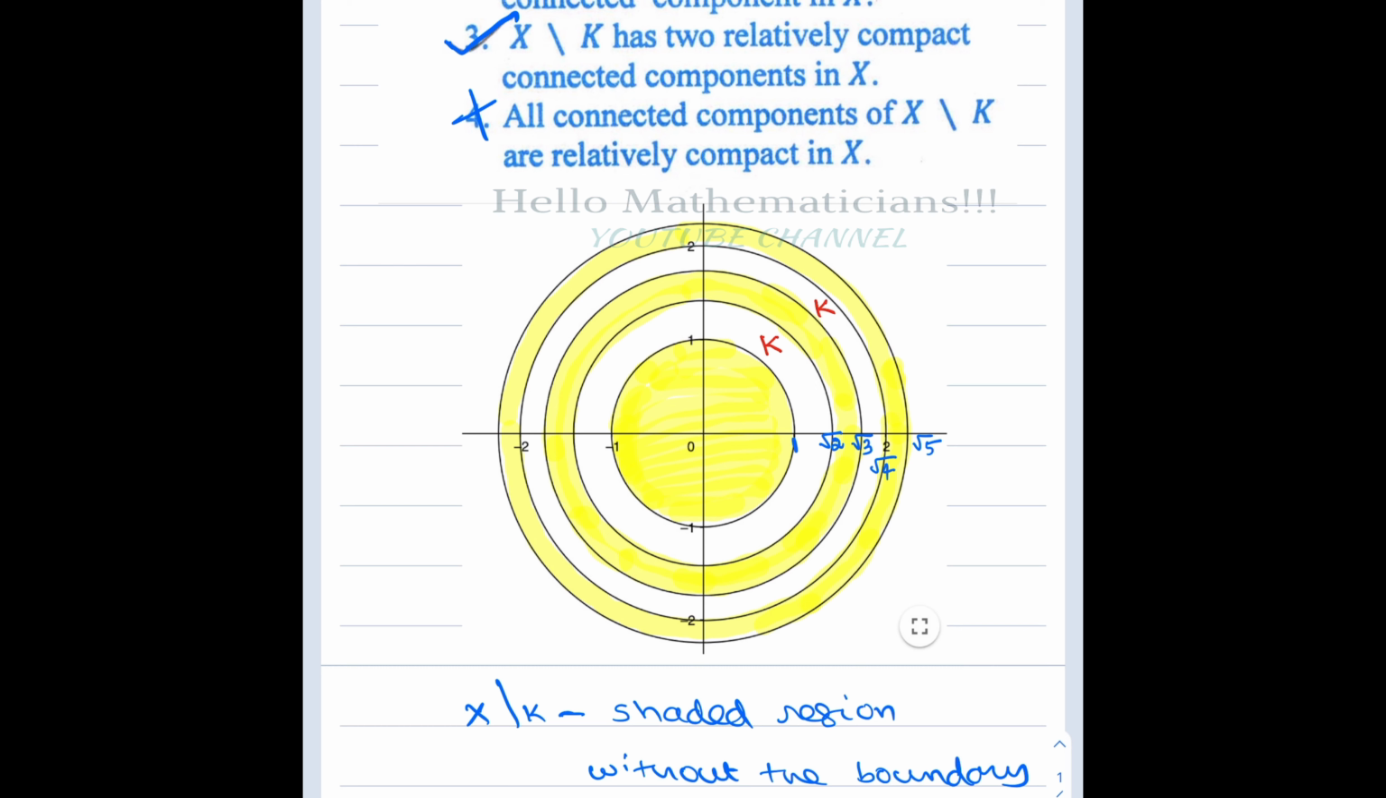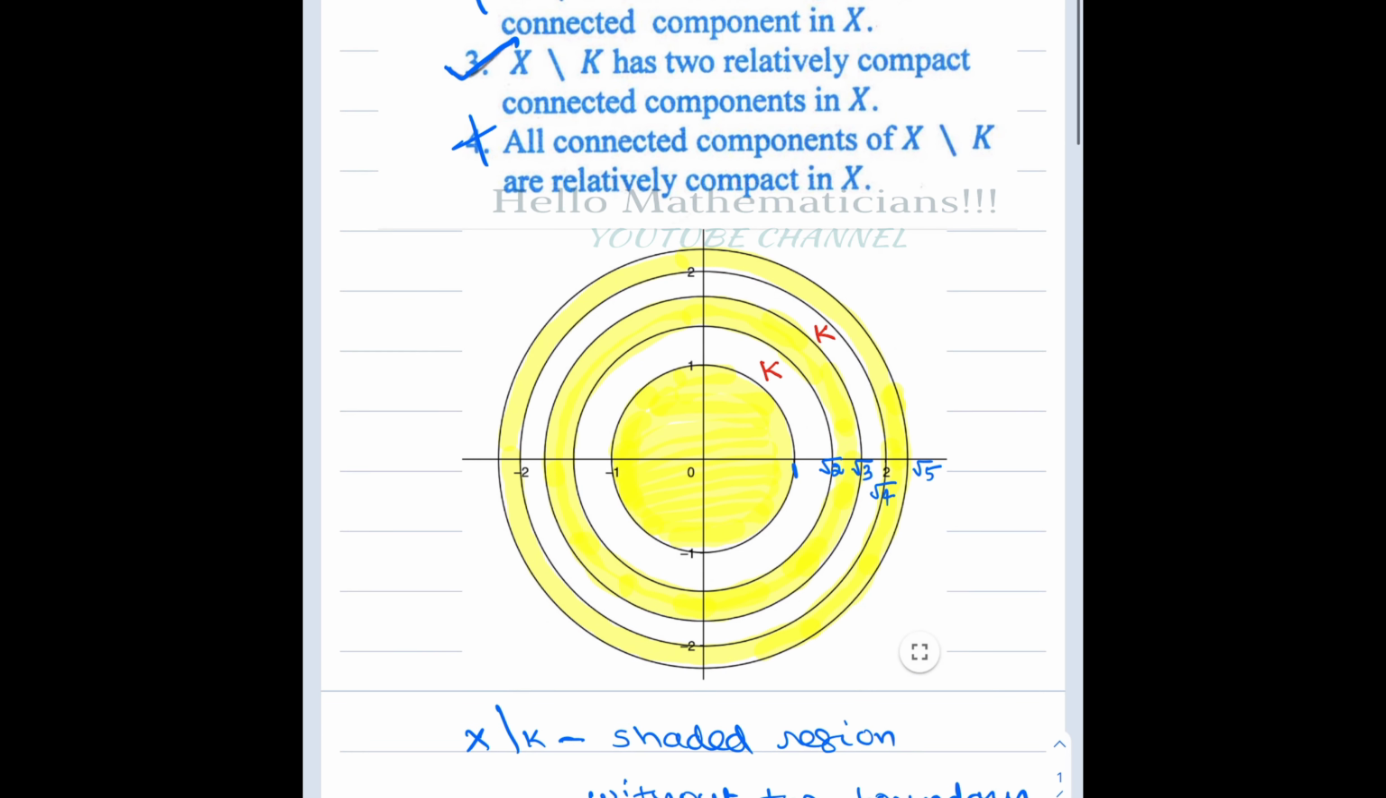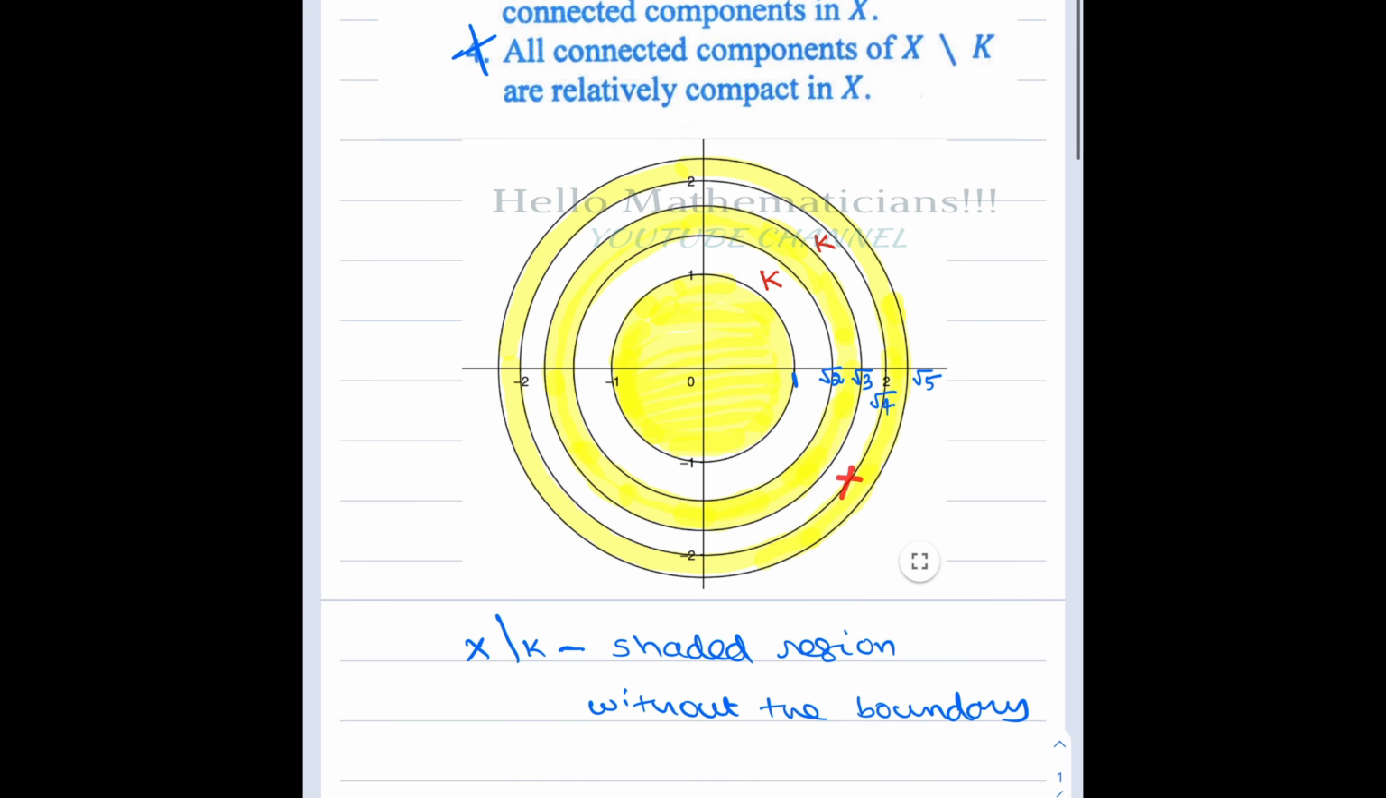Okay. So even though these yellow color shaded regions are drawn with boundaries, those boundaries are not part of the set X minus K, because the boundaries belong to K. The outermost boundary is not part of our X, because X is given to be strictly less than 5. So this boundary does not belong to X minus K, because it does not even belong to X. Then all these 4 circles belong to K.